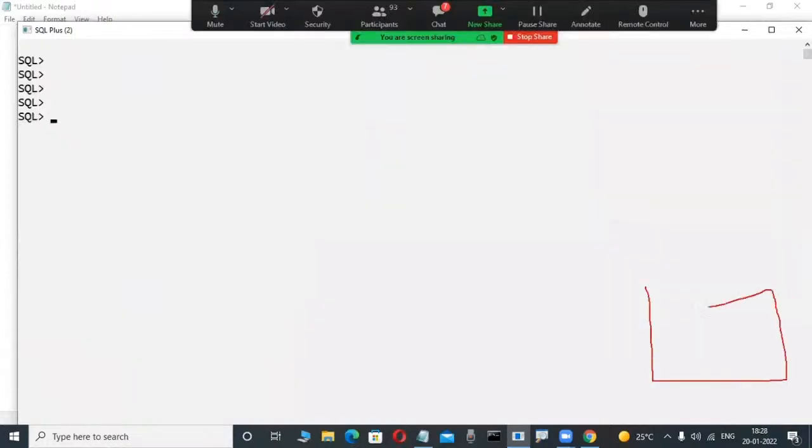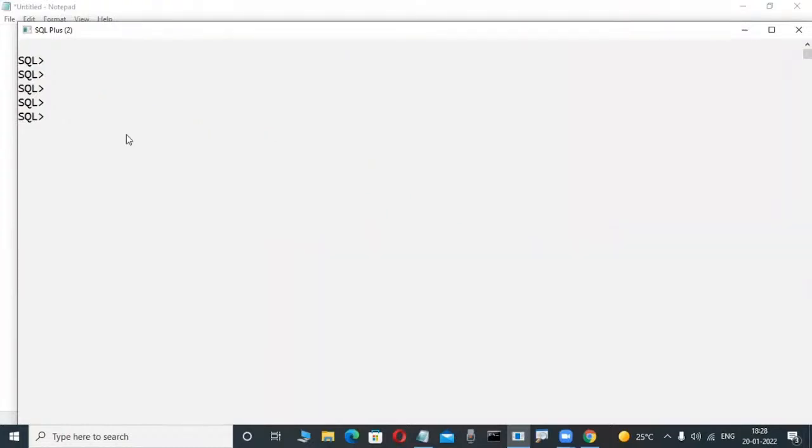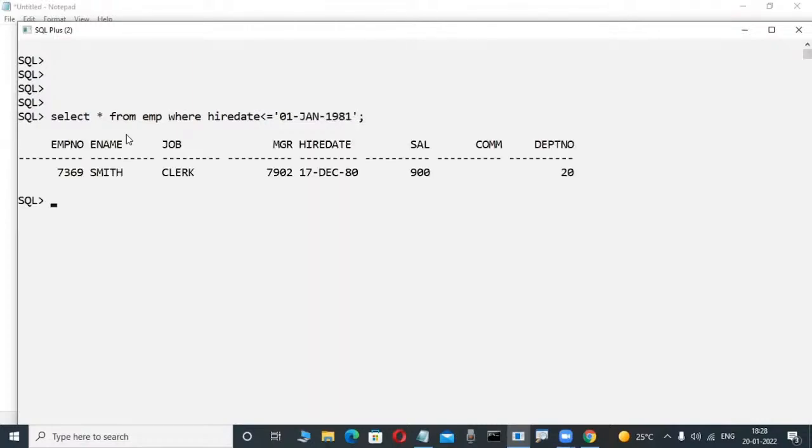How do they fetch this data? They just write queries. These are called queries. Observe here, select star from table name where hire date is less than or equal to 1st January 1981, like this. They just write the query, and the data is automatically displayed.